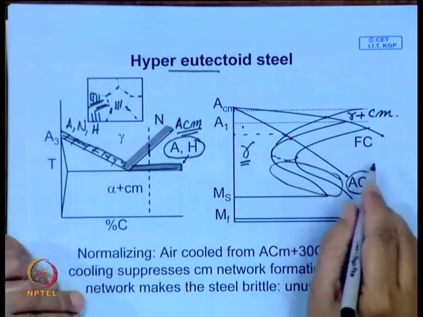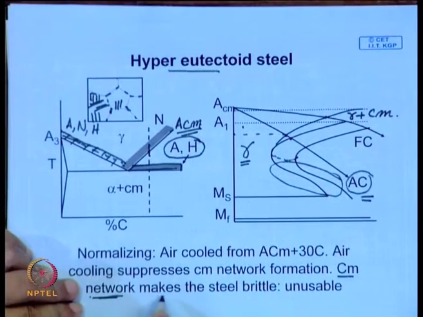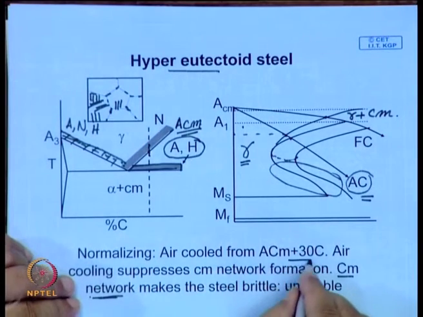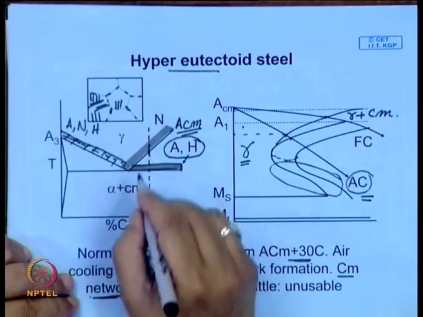Now, the main aim is to suppress cementite network formation, because the cementite network develops along the austenite boundary. This makes the steel brittle and unusable. So, therefore, for normalizing you heat it just around 30 to 40 degrees centigrade above this.